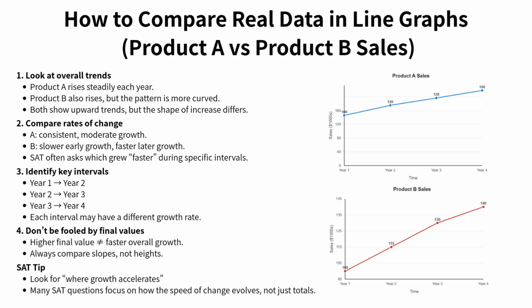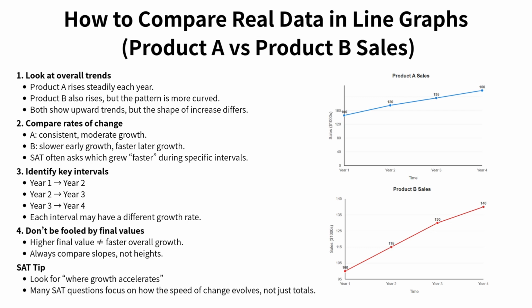Product B starts lower than product A, but its rate of growth gradually increases. The rise from year 1 to year 2 is modest, but from year 2 to year 3, the growth becomes stronger, and from year 3 to year 4, it accelerates even more. This kind of pattern is called increasing growth. The slope becomes steeper as time goes on.